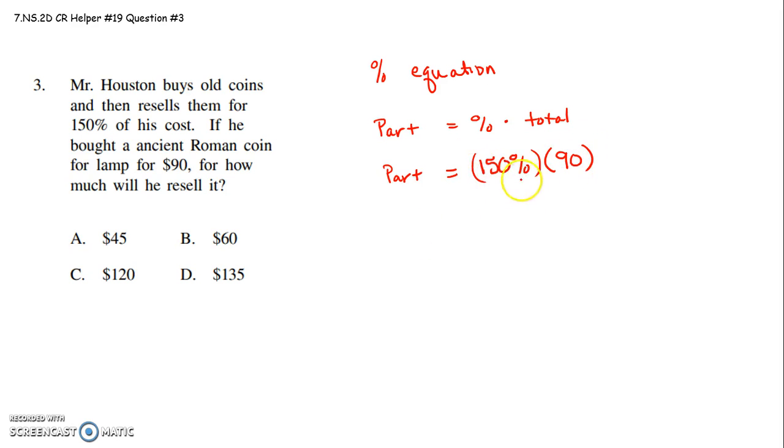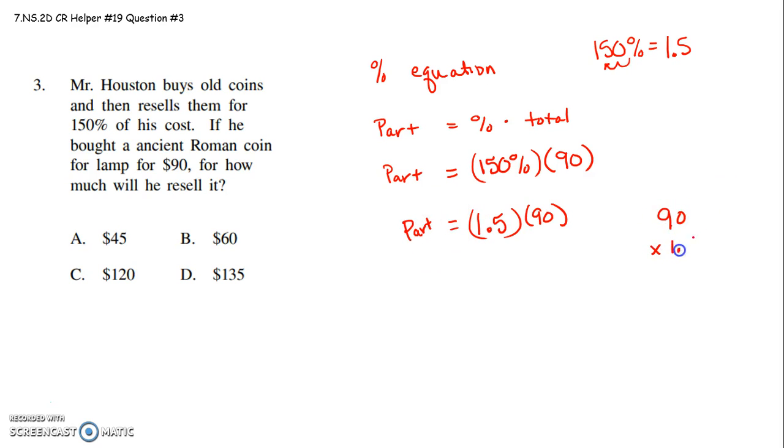$90. So to take 150% of 90, of means to multiply, we have to write 150% as a fraction or a decimal. If I take away the percent sign and move that decimal point 2 places to the left, 150% is 1.5. If I have 1.5 apples, I have 150% of an apple. That means I have a whole apple and a half of another apple. So this would be 1.5 times 90, which will get me the part I'm looking for.